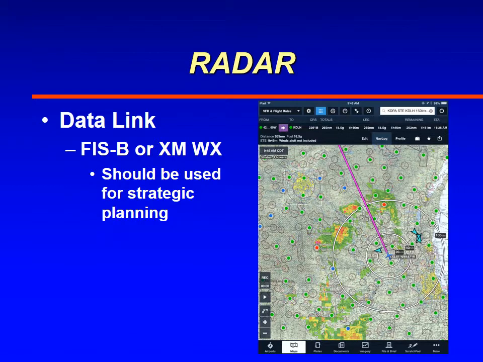Data link, whether it be FISB or XM satellite weather, is invaluable for strategic planning. But remember that the latency issues and the update rates may be slow. Thunderstorms change very quickly. Lifetimes of thunderstorms are on the order of 30 minutes, and update rates with satellite or with FISB can be up to 20 to 30 minutes. So thunderstorms can grow and fall apart in that period of time. You should use XM or FISB for strategic planning, meaning looking ahead down the road and not specifically to circumnavigate individual cells, because they'll change in that period of time.